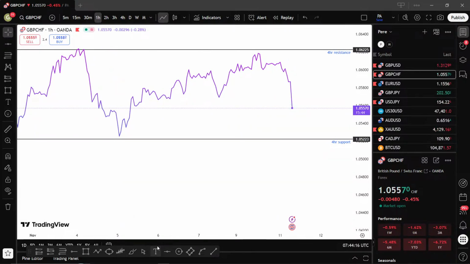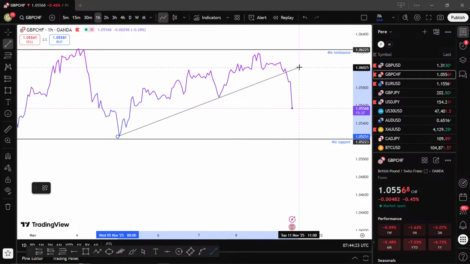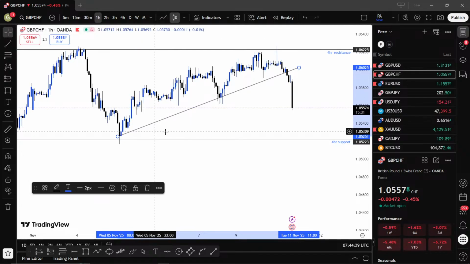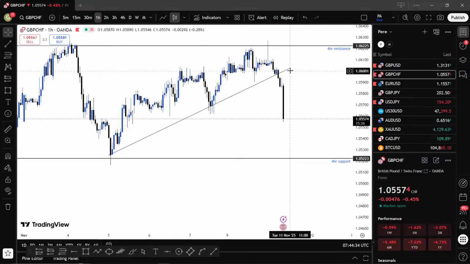Looking at the 1-hour time frame, there are no major new levels for us to identify, and you can see that this market has broken a trend line from an uptrend to a downtrend. Now let me go back to the candlesticks. As you can see, this market has broken the trend to the downside.